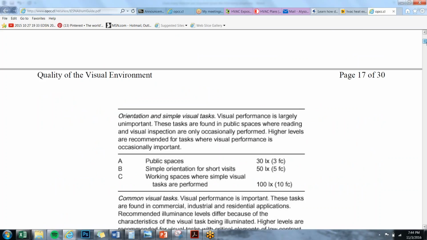So here we have orientation and simple visual tasks. Visual performance is largely unimportant. These tasks are found in public spaces where reading and visual inspection are only occasionally performed.